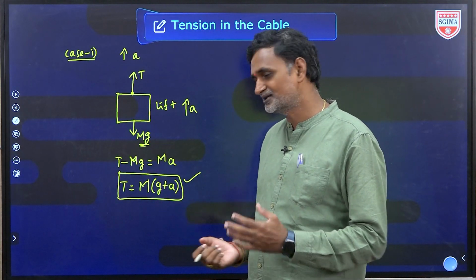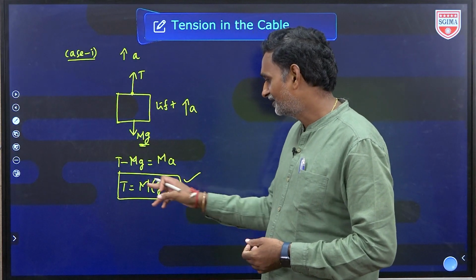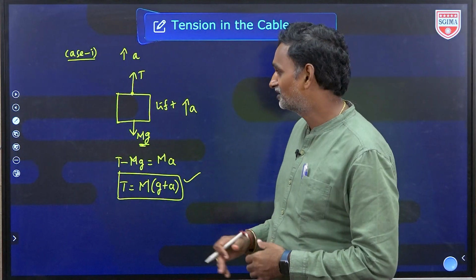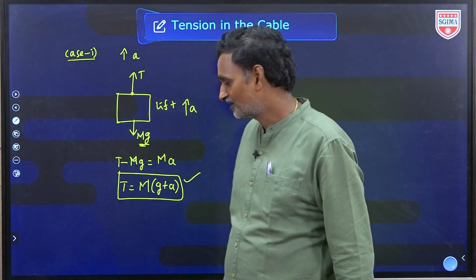So then we can allow one more person to get into the lift, right. So here m into (g + a) gives the tension of the cable. That is the maximum bearable tension in the lift cable, right.